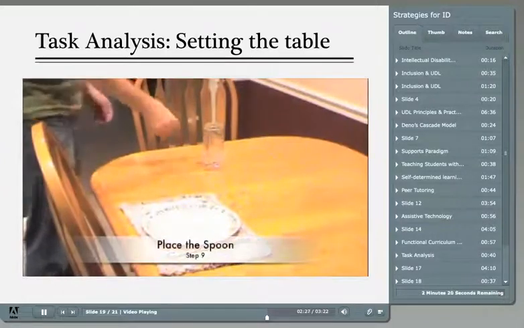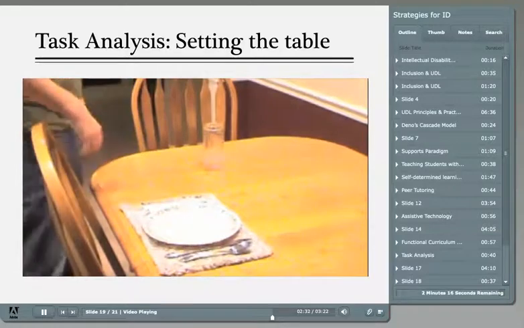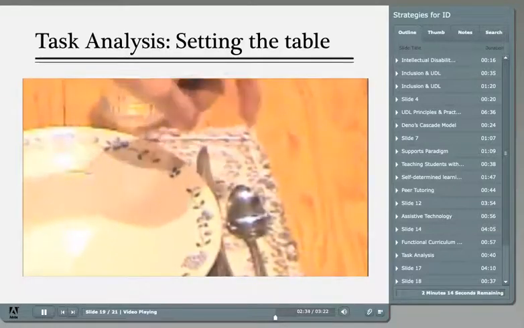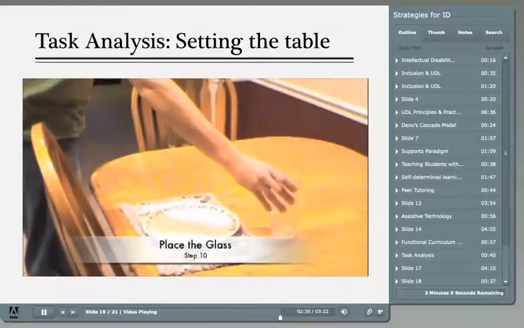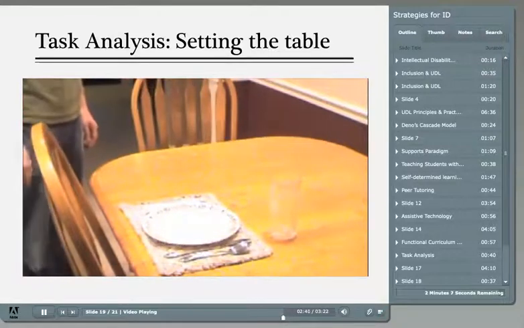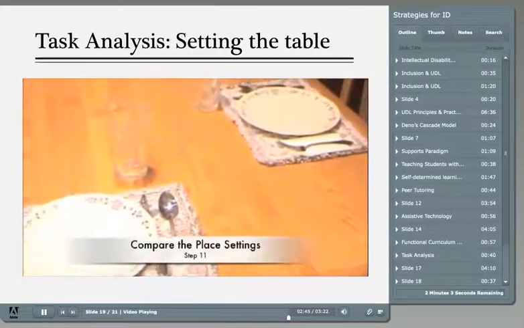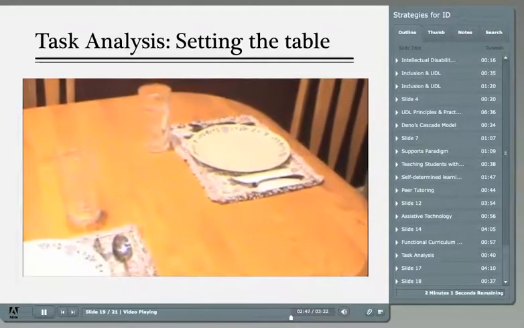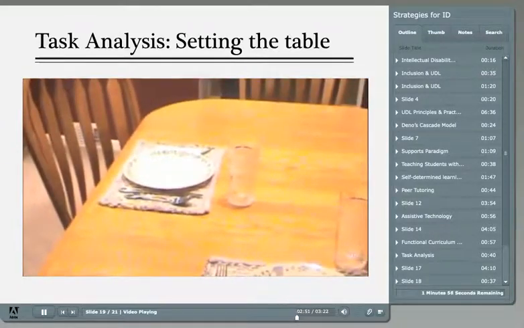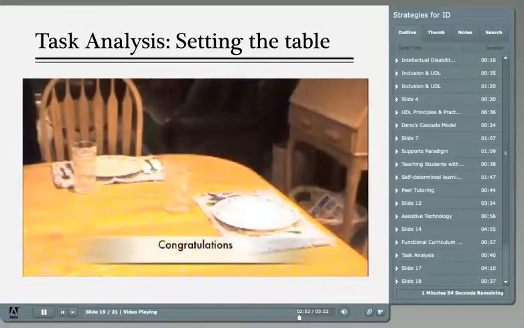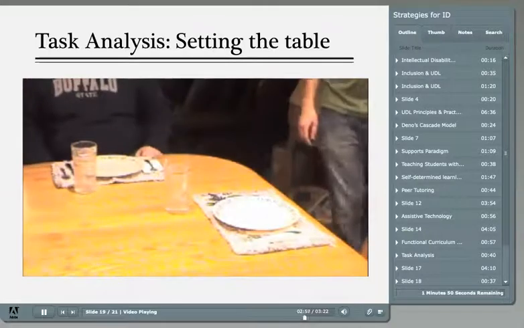Step 9. Take the spoon and lay it on the right side of the knife, with the spoon portion being closest to the center of the table. Step 10. Take a glass and place it above and to the right of the placemat. Step 11. With your teacher, compare and contrast your table setting with that of the modeled table setting. Congratulations on setting your first table. Now enjoy a meal with a friend.